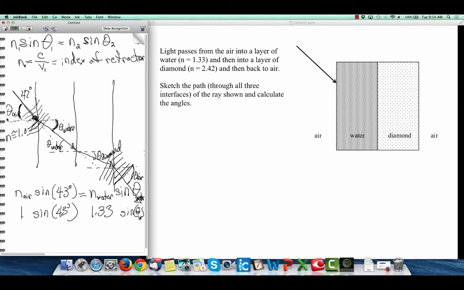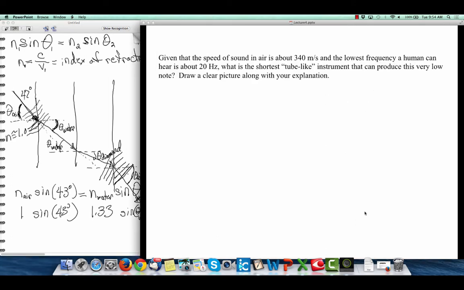So theta air is bigger than theta water. Theta water is bigger than theta diamond. And then this theta diamond is a lot smaller than the final theta air. Any questions? All right, another situation that you've talked about recently.